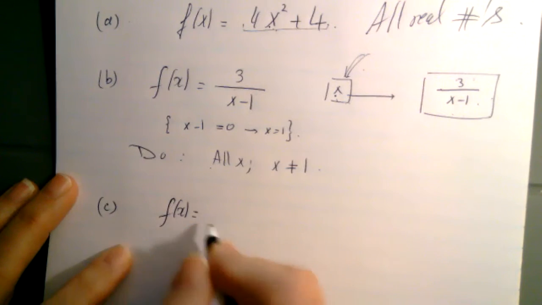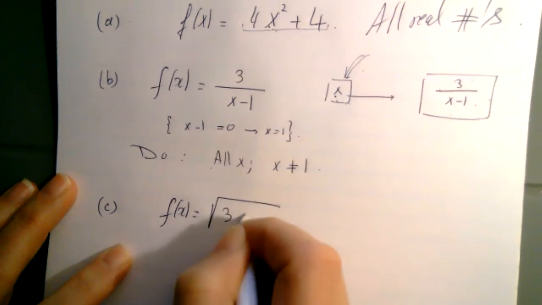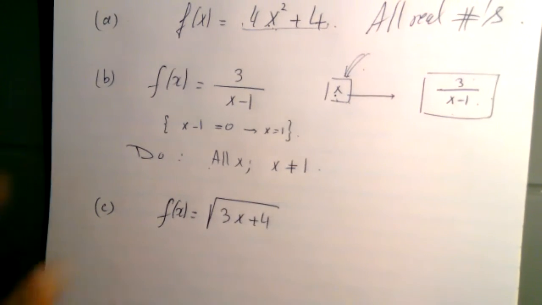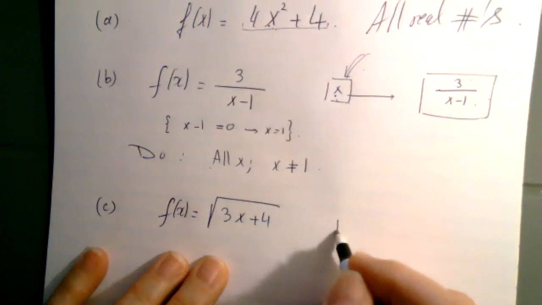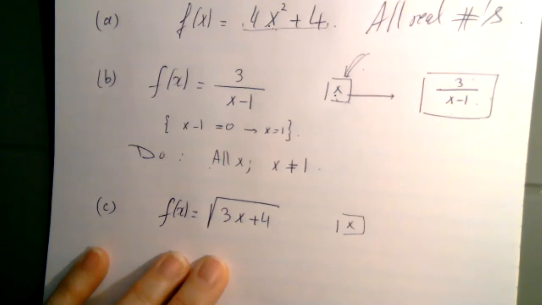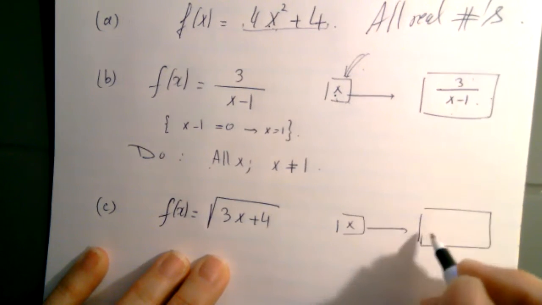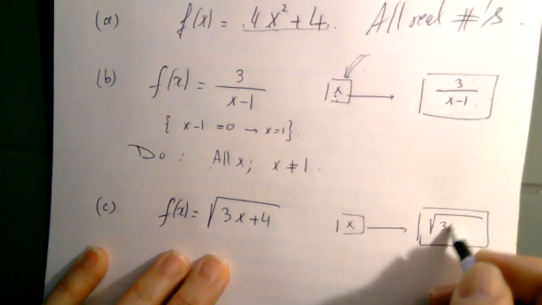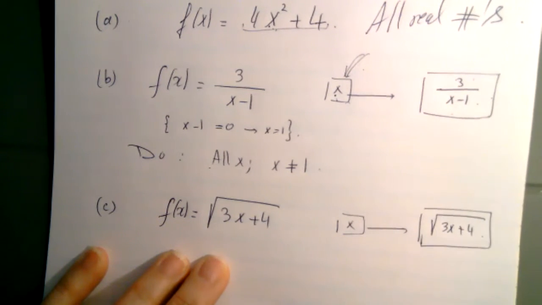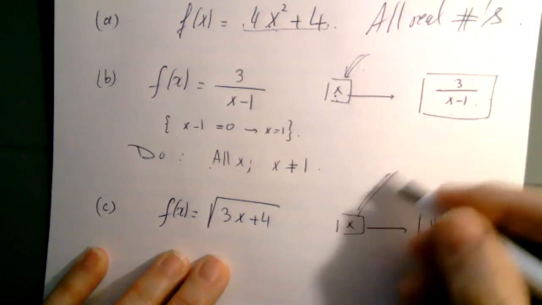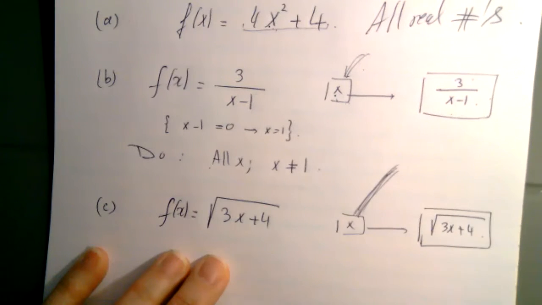It's the square root of 3x plus 4. Again, my machine, that's the function. It's the rule. You give it the x. My machine will give me 3x plus 4. And the question is, which ones I cannot put in here?